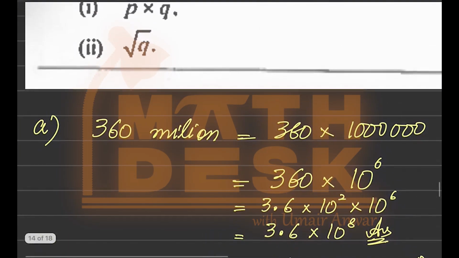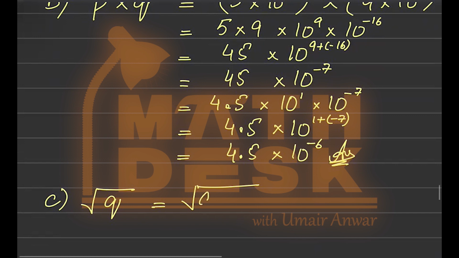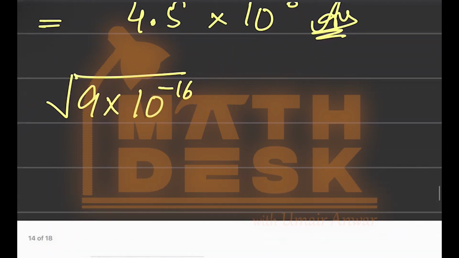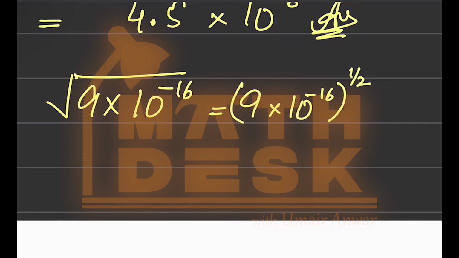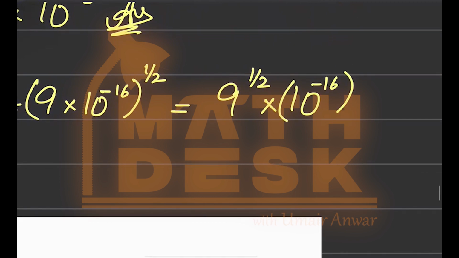The next part is square root of Q. We need to find the square root of Q. The value of Q is 9 into 10 raised to minus 16. Now, square root means that there is a power of 1 upon 2 as the whole power. This whole power would be applied to both the factors, 9 raised to 1 upon 2 into 10 raised to minus 16 raised to 1 upon 2.